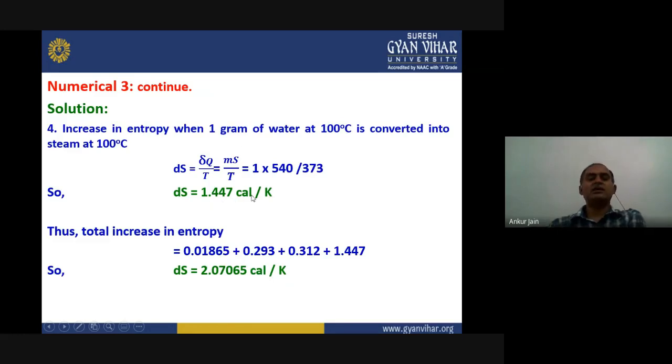So the total increase in entropy in all these 4 steps, which will give the conversion of ice at minus 10 degree to steam at 100 degrees centigrade, will be the sum of all these 4 steps. And if we sum up, we will get the total entropy change as 2.07065 calorie per Kelvin.